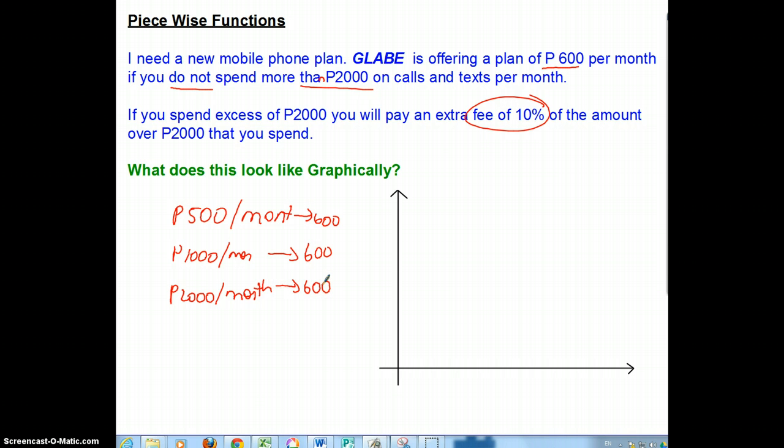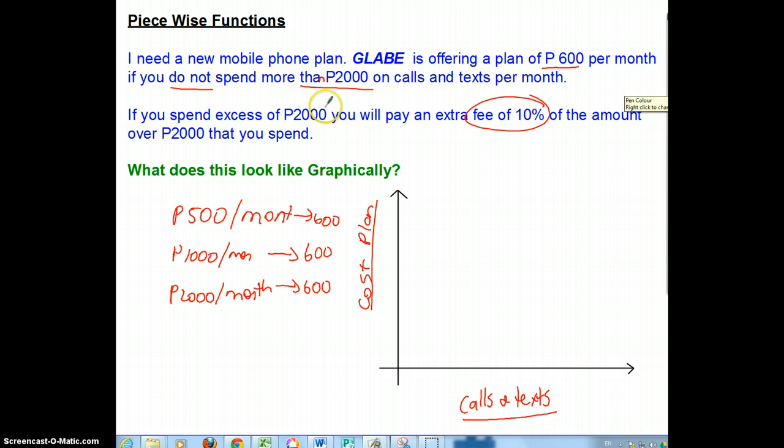Okay, so let's see what that looks like here. Alright, I've got my two axes. What is my X and Y axis here? What would this represent? Well, the cost of my plan is going to depend on the amount of calls and texts I spend. So here's my calls and texts, and here's the cost of my plan. Okay, so let's have a little look at what this might look like now.